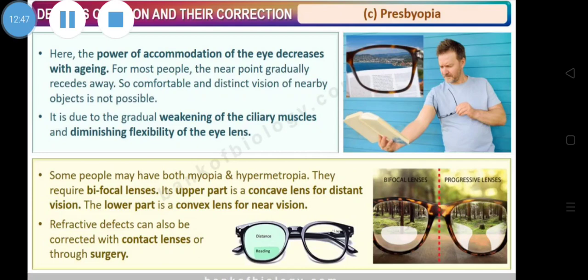Refractive defects can also be corrected with contact lenses or through surgery. So this is another kind of treatment that is prescribed, where contact lenses can be used instead of spectacles with different types of lenses.